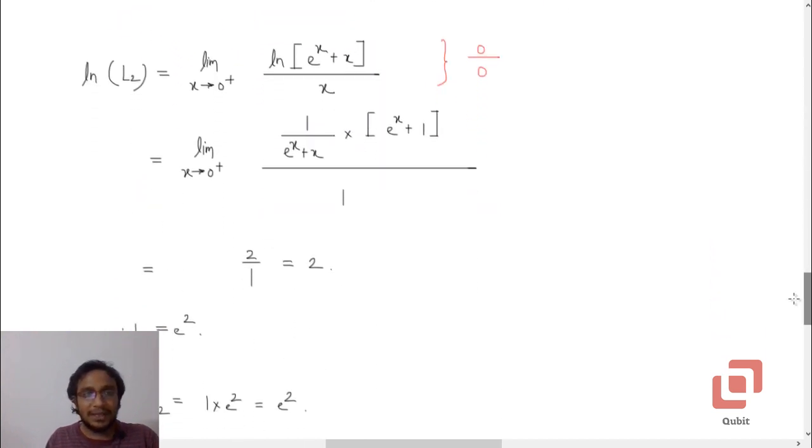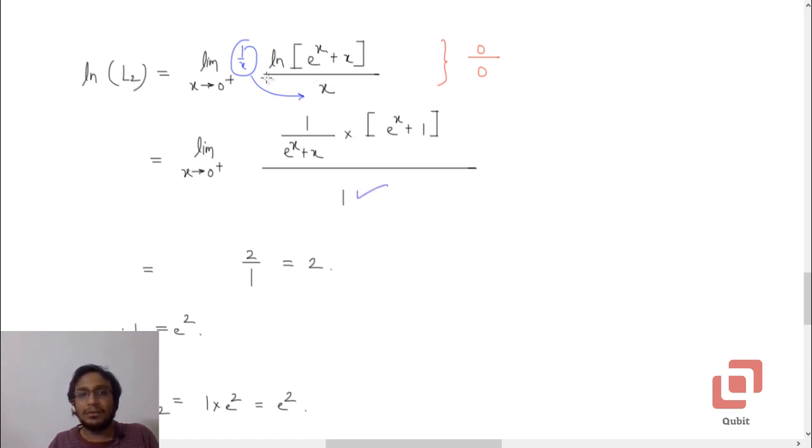Now I think the second limit was much easier. Again you had to take the log, so that 1 upon x came here, or I directly wrote it as log of e raised to x plus x, upon x. This is in the 0 by 0 form, the ideal case of L'Hospital's rule. Differentiate the numerator and the denominator.